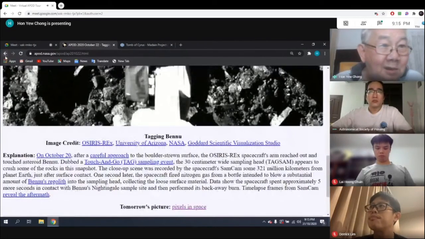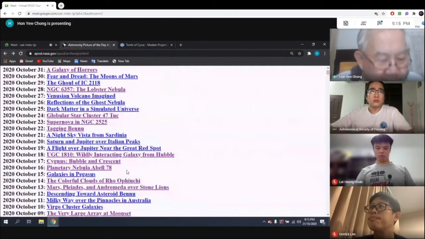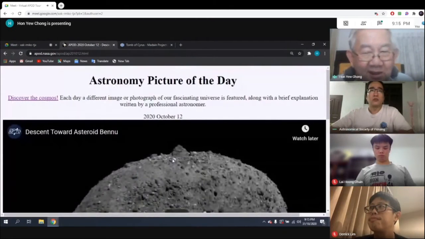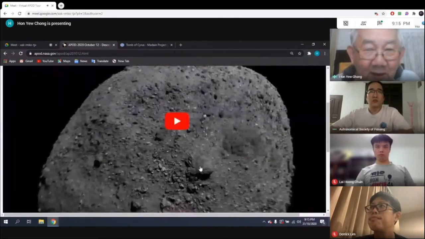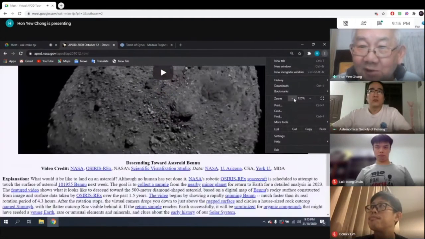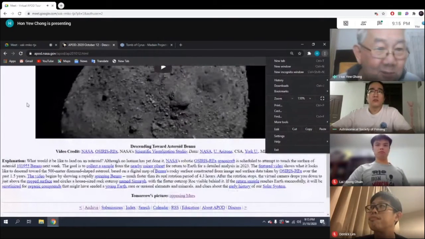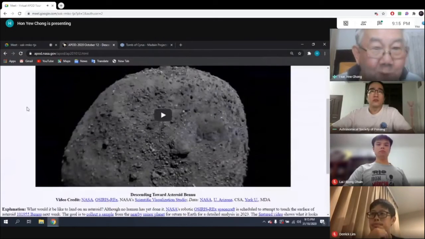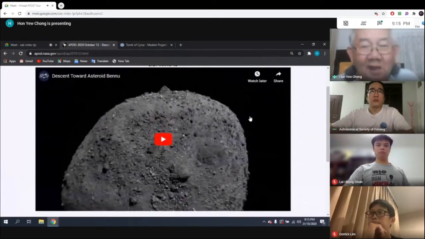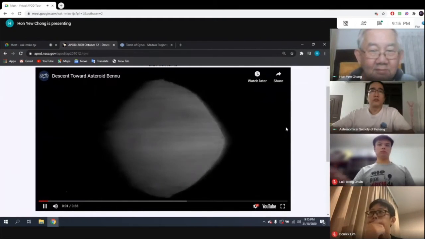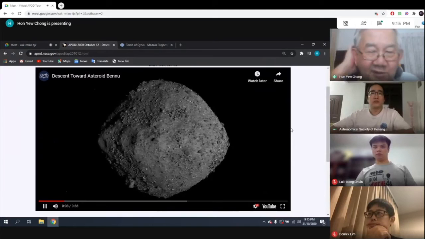But let's look at another one earlier, 10 days earlier, on the 12th of October, where you see the OSIRIS-REx landed on Bennu. So I'm going to play a video, make it smaller, all right? OSIRIS-REx orbiting Bennu, and then later collecting. So this was earlier, before it landed, all right? So you look at Bennu now from OSIRIS-REx. Half a kilometer in diameter.